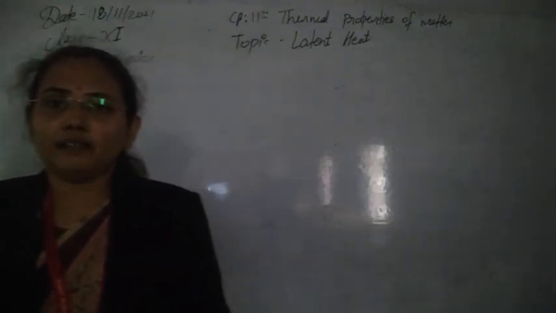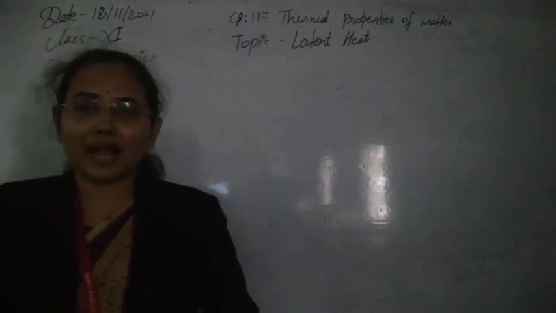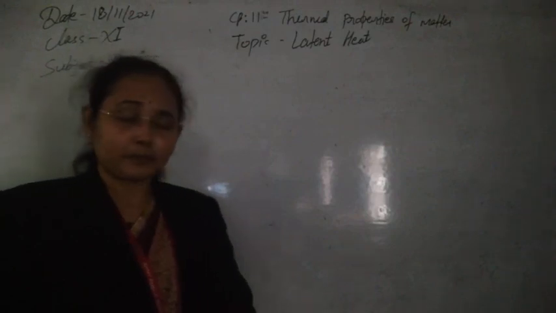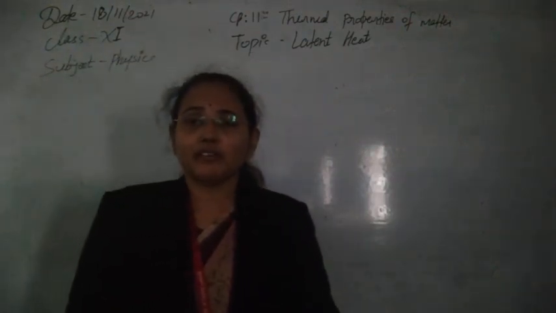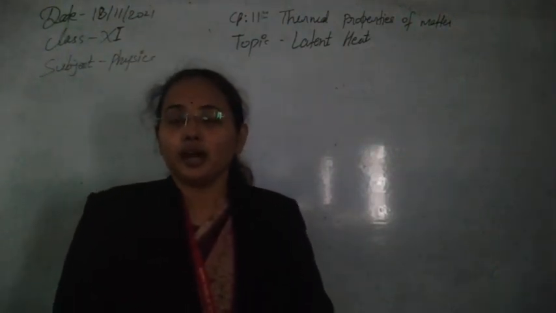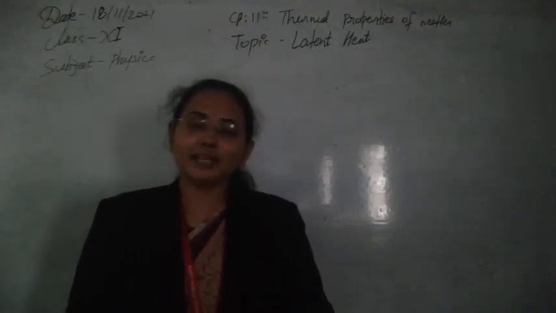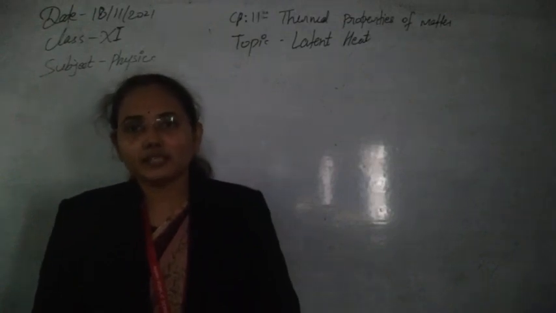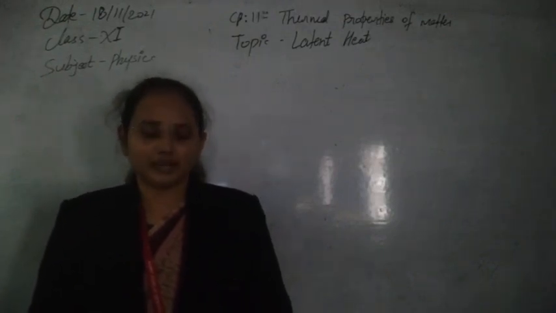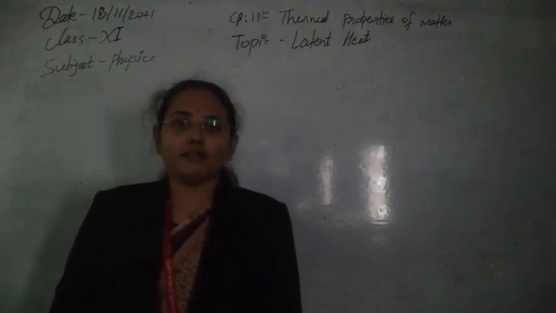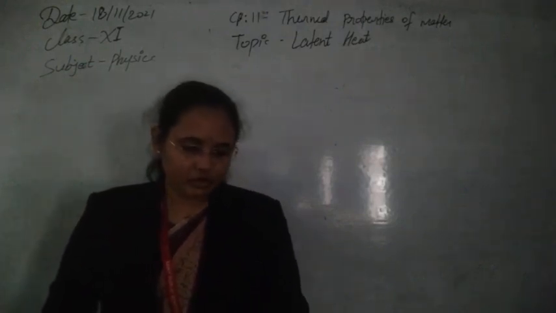Like in the change of state graph we plotted, we saw one of the states where liquid was converting into vapor, but there was no change in temperature. So the heat where the change of state takes place without changing temperature is known as latent heat. Now let's see the next topic.